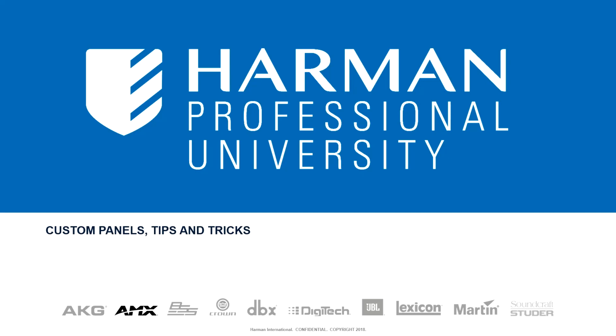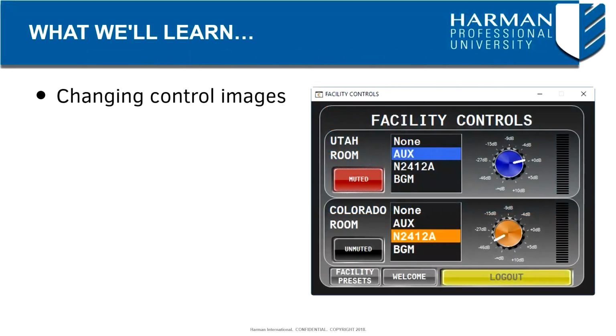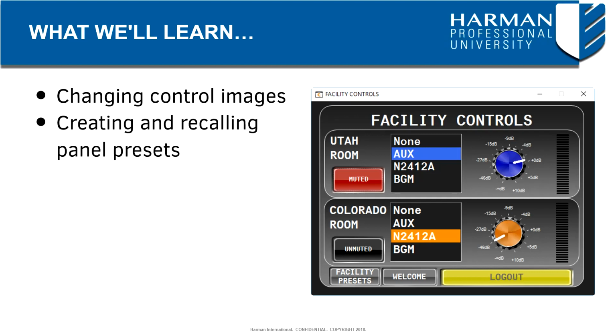In another video, we created a fairly simple panel offering control over source selection and volume for two rooms. In this video, we'll use the same panel as our starting point to look at some other custom panel features made available to us. We'll look at how control images can be changed and how panel presets can be created and recalled. We'll also look at utilizing system functions for creating a practical user interface that can be used while restricting access to the majority of Audio Architect.